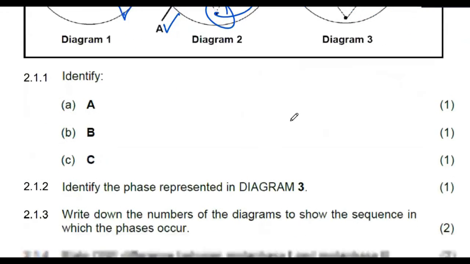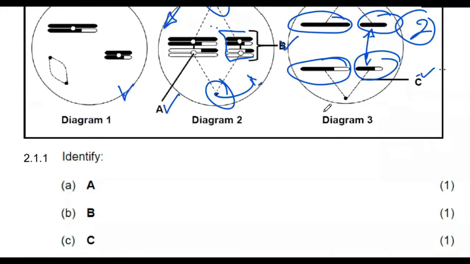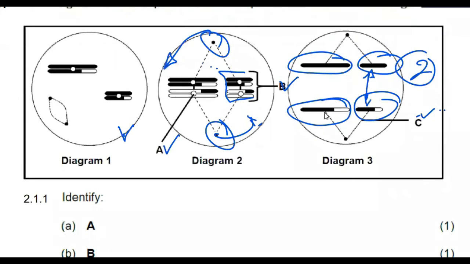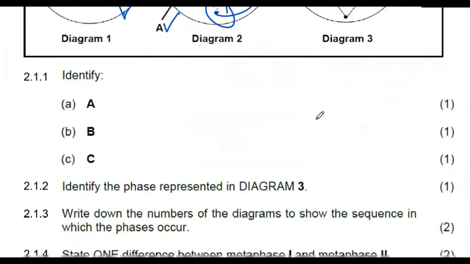If it was anaphase 1, then this would have been an individual chromosome. This would have been a chromosome moving to the other side. Also, this one would have been a chromosome with a centromere there. This would have been a hollow chromosome, and also this would have been a chromosome. So it would have been anaphase 1. But because the chromatids are moving to opposite poles, therefore it is anaphase 2.